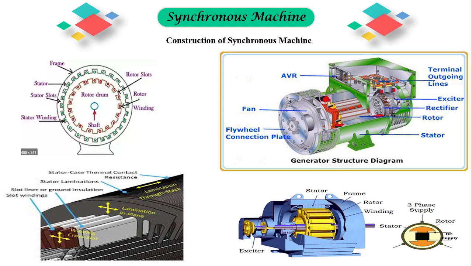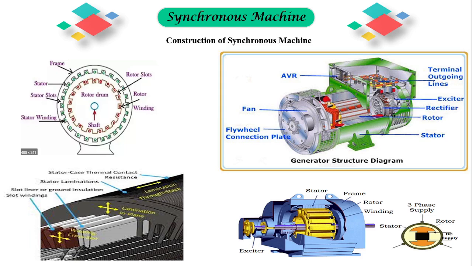4. Salient pole type. Some synchronous machines, especially generators, have salient poles. These poles are physically distinct and project outward from the rotor core. This unique pole shape enhances the magnetic field's interaction and control, allowing for precise voltage and frequency regulation.